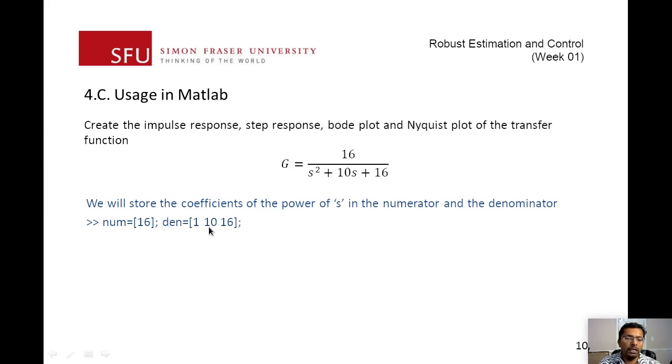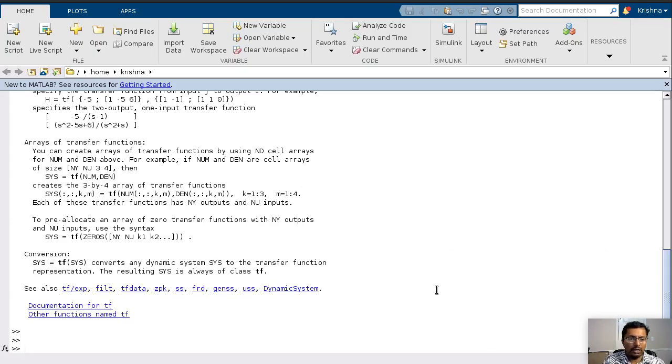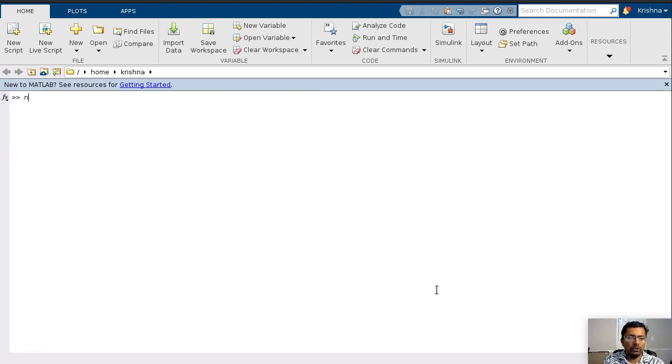So we just grab the coefficients from each power of s and put them in here. So let's do that in MATLAB. So CLC, and then numerator equals 16. Notice that it prints the stuff on the screen, which I don't like too much. So I'm going to make it without printing. So we're going to add the semicolon. And this becomes denominator is 1, 10, 16. So now it doesn't print anything.